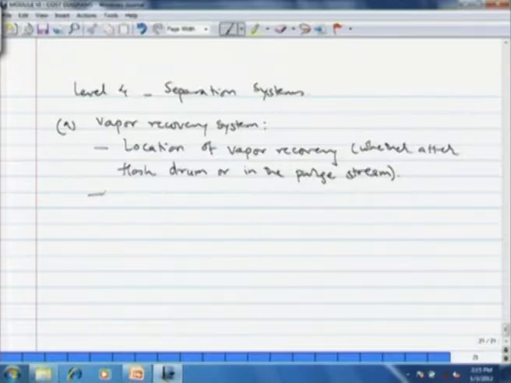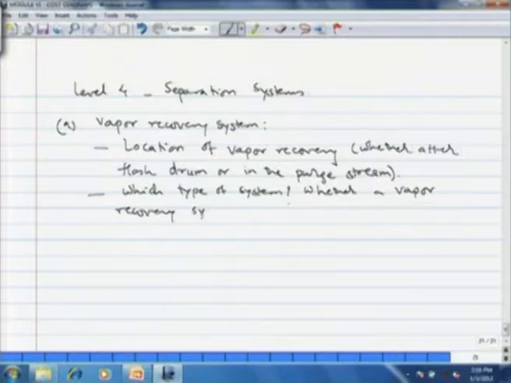The second decision associated with the vapor recovery system is which type of system to use, whether to go for absorption, adsorption, or membrane separation. And second is whether a vapor recovery system is worth it. That is also a question to be answered. We have to do an economic analysis to see the benefits and also the operating cost of the vapor recovery system. Okay. So, that is as regards the vapor recovery system.